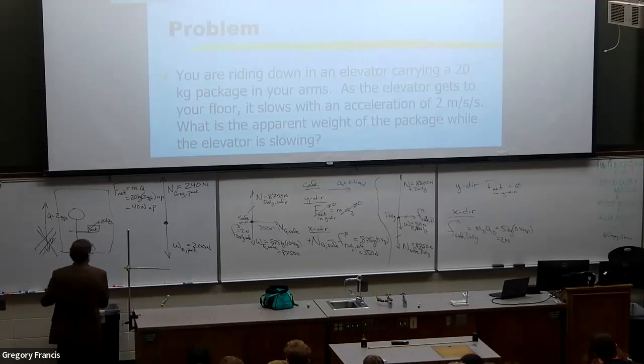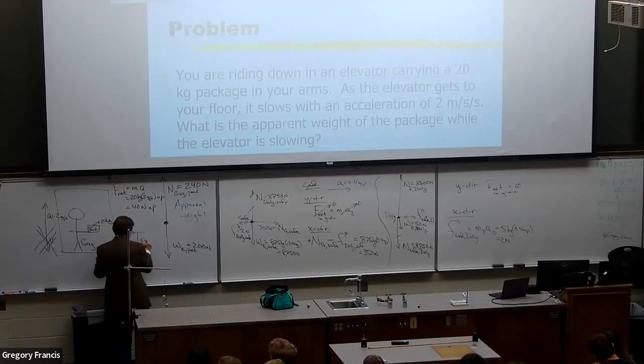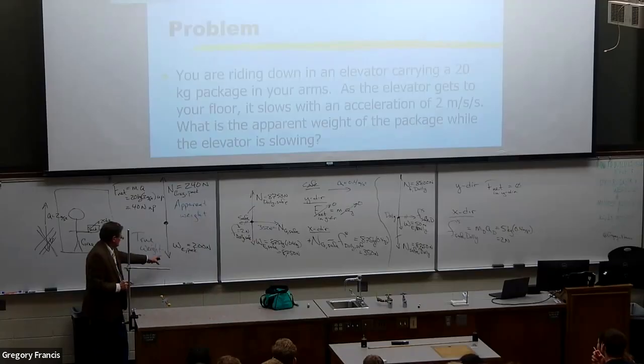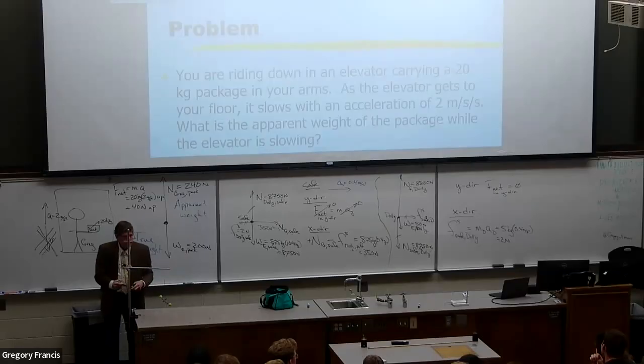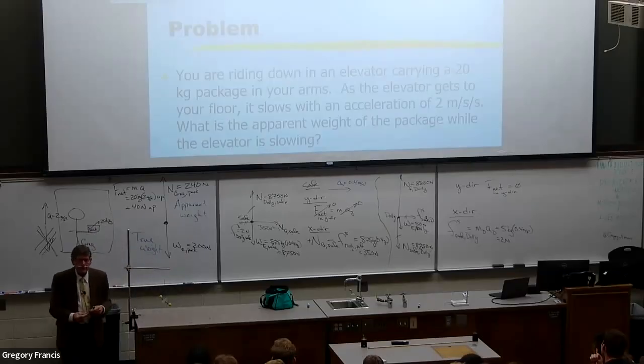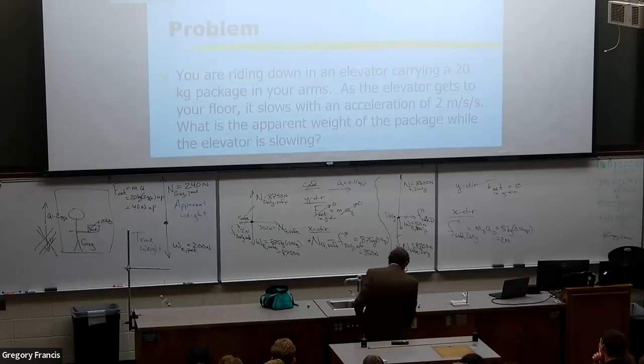And I would call this the apparent weight. And this would be the true weight. This is how hard the earth is pulling on it, but this is how heavy it appears to be in my arms. Okay? How heavy it appears to be in my arms.